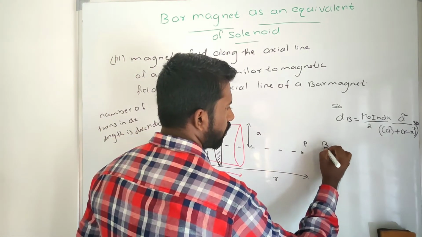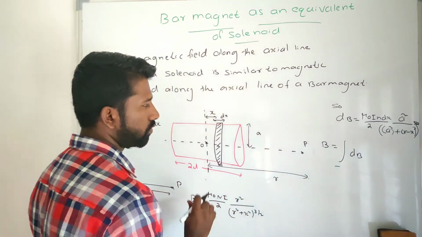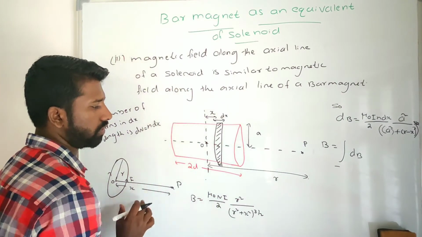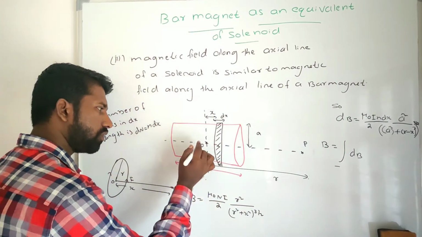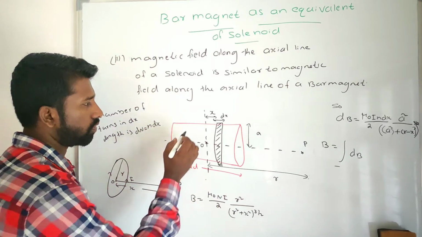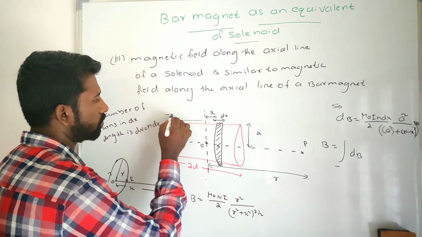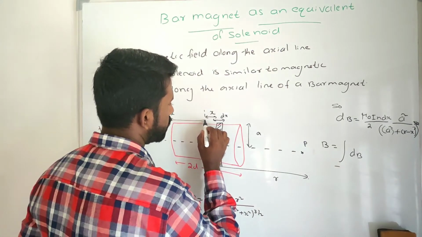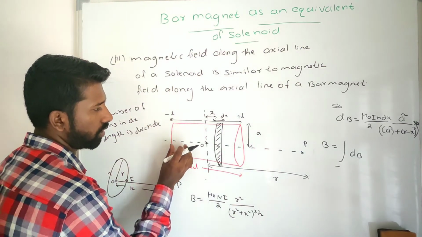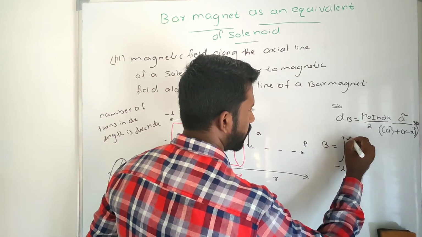Then the total magnetic field at the point P is the integration of dB. Here you see, what is the variable? dx is a variable. That means dx may vary from here to here. If I consider the center of the solenoid to be at the origin, then this point is at minus L, and this point is at plus L. So x may vary from minus L to plus L, and the limits are minus L to plus L.